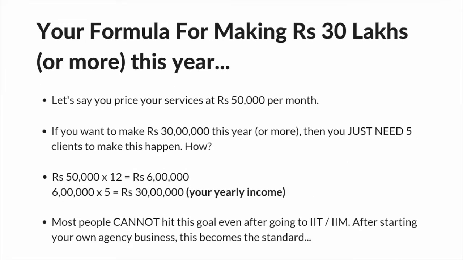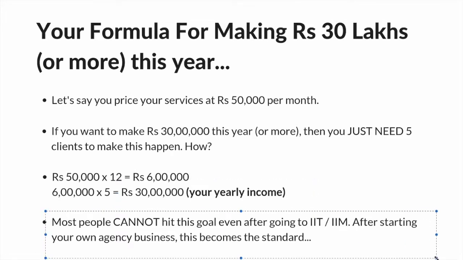Based on this pricing structure, I want to show you your formula for making rupees 30 lakhs or more this year. Okay, so let's say that you price your services at rupees 50,000 per month. If you want to make rupees 30 lakhs this year or even more, then you just need 5 clients to make that happen. So how does that work? Let's say that you go to a client and you're charging 50,000 rupees per month for 12 months. That's rupees 6 lakhs per client. Now, if you multiply that number by 5, you will get that answer, which is rupees 30 lakhs, your yearly income that you will be generating per year.